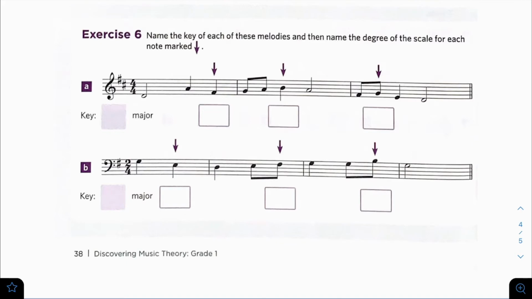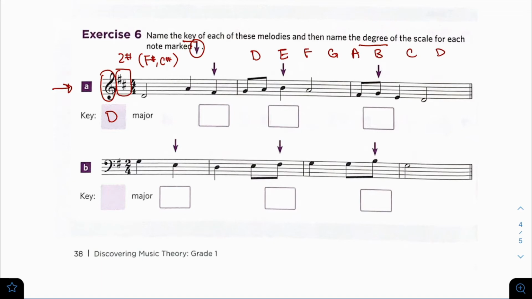Exercise 6. Name the key of each of these melodies, and then name the degree of the scale for each note marked with an arrow. Question A. We're in treble clef, and there are two sharps in the key signature. The two sharps are F sharp and C sharp. If you remember, the key with two sharps is D major, so we'll write D. And we can write out the D major scale here, starting on D. So D, E, F, G, A, B, C, D. Add the sharp next to F and C.